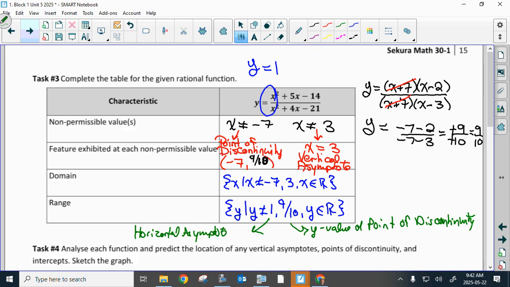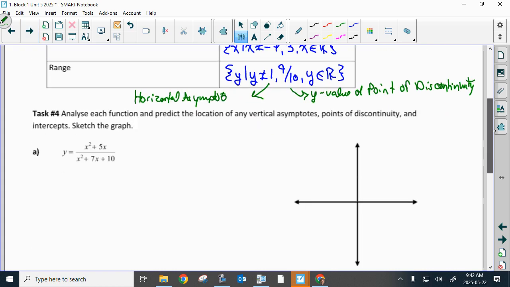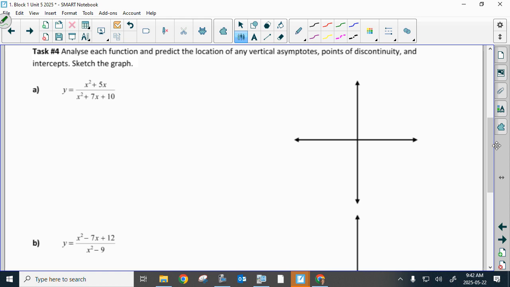Okay, guys. Okay. Why don't you guys try this one? Analyze each function and predict the location of any vertical asymptotes. I'm going to cross off vertical asymptotes. I'm just going to say asymptotes because all asymptotes are important. Points of discontinuity and intercepts, and then sketch the graph. So just get like one step ahead of me.